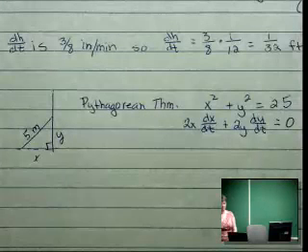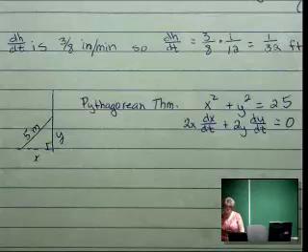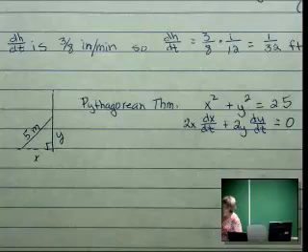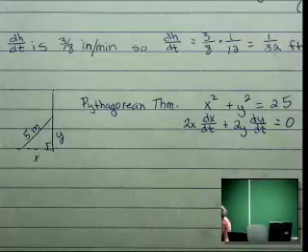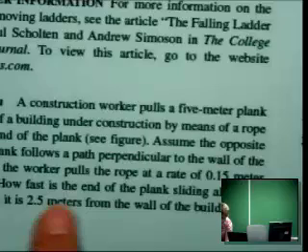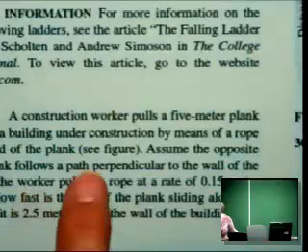Now, actually, I got excited to start differentiating and forgot to write down the rate that I was given and the rate that I was looking for. So let's go back to the original problem. Assume the opposite end of the plank follows a path perpendicular to the wall. That just means this end is coming in perpendicular to the wall.